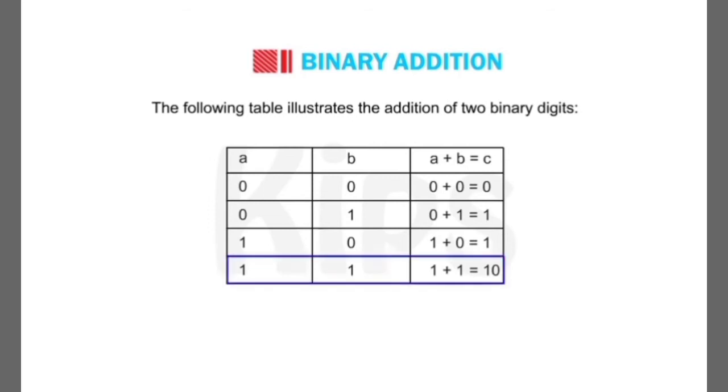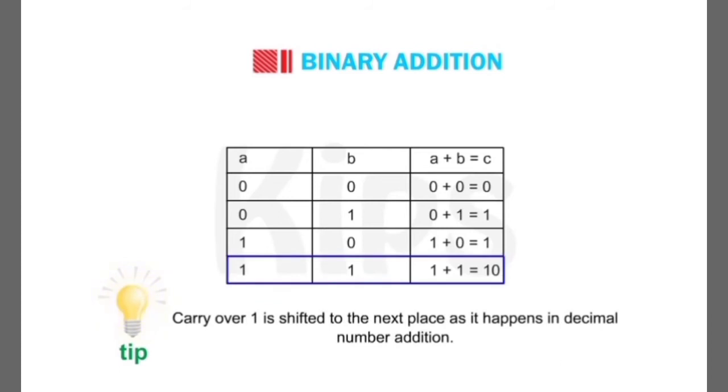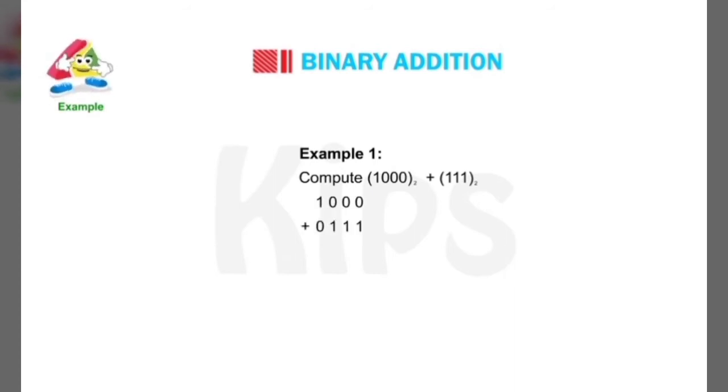Here 1 will be used as a carry. The carry over 1 is shifted to the next place. When we do numericals, we will come to know it. So here's a first example. You have to add 1,000,000 and 111. So firstly write 1,000,000, then 0,111.